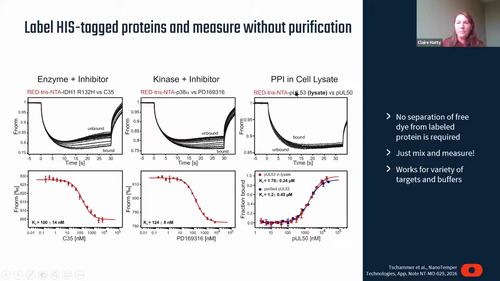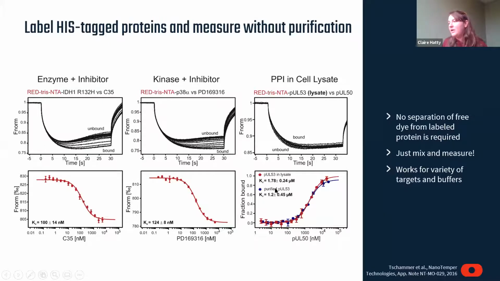And then finally, we have a protein-protein interaction. And this has been done in two different ways. So we have the two proteins, the PUL53 and PUL50 interacting, and the PUL53 in this case is the target protein, and the other one is the ligand protein. So we basically just use target and ligand to distinguish what's the thing that's been labeled and what's the thing that's unlabeled that we're titrating. So here we've done it two ways.